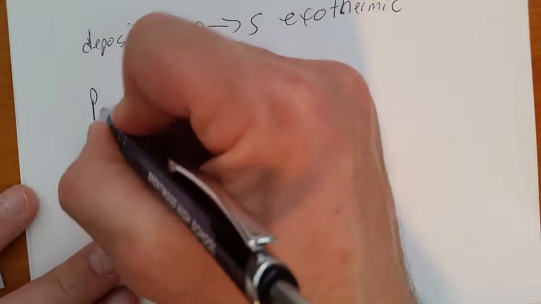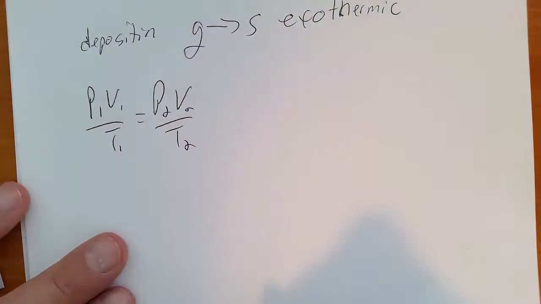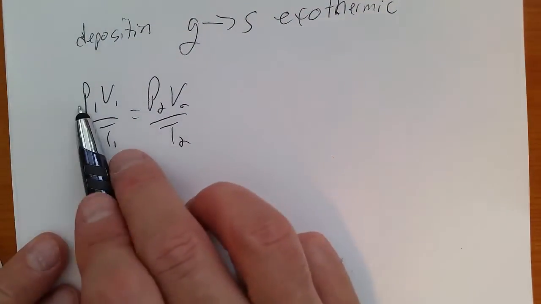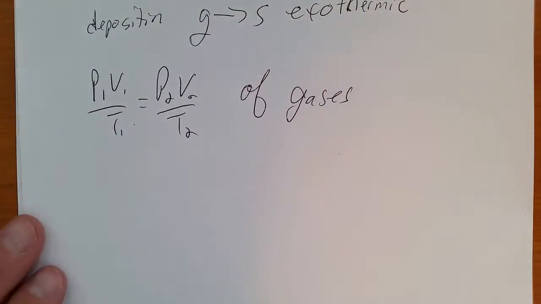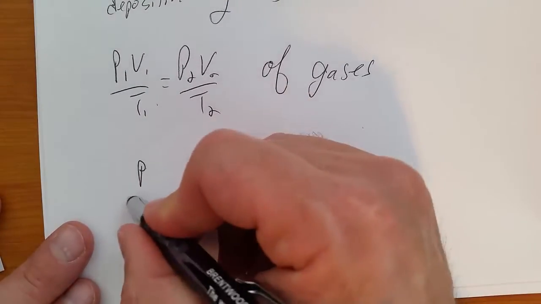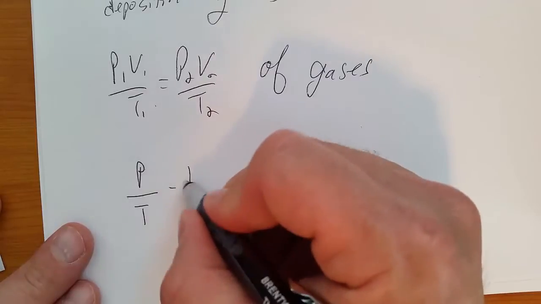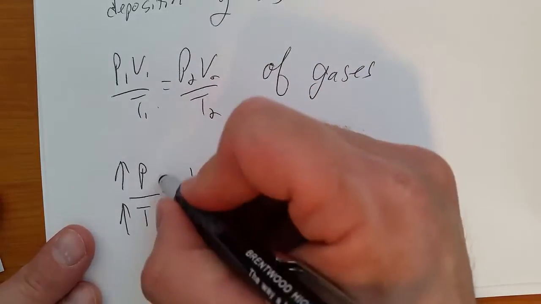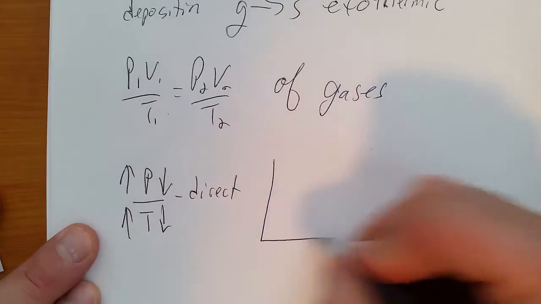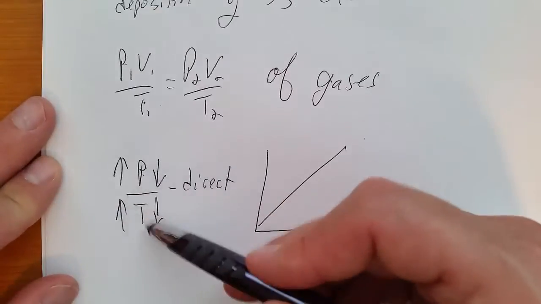Okay, so that P1V1 over T1 equals P2V2 over T2 can help us see some of the relationship between pressure, volume, and temperature of gases. Okay? The relationship between pressure and temperature is direct, because as pressure goes up, temperature goes up. As pressure goes down, temperature goes down. And the graph of it would look like so. P is on top, T is on the bottom.